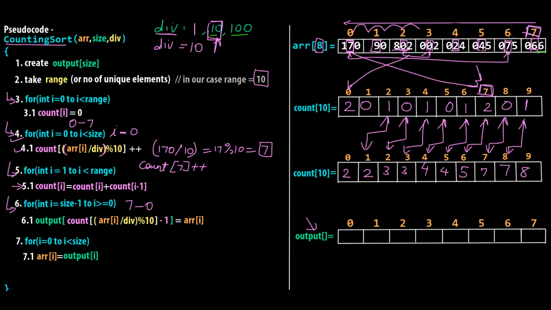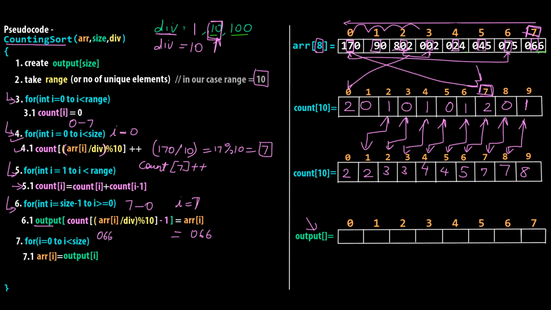Taking the first element at the 7th position, let's say i equals 7. So ARR of 7 is 066. 066 has to be put in the output array at a particular position which is coming from this expression. So count of ARR of i. What is ARR of i? That is ARR of 7. ARR of 7 is 066.